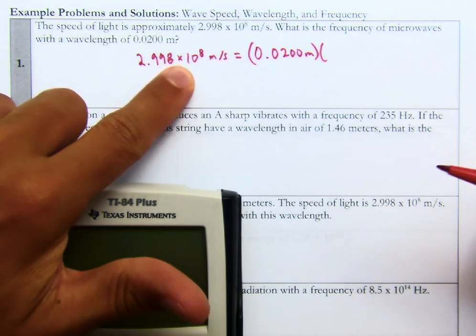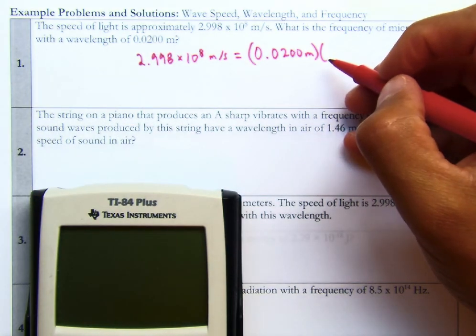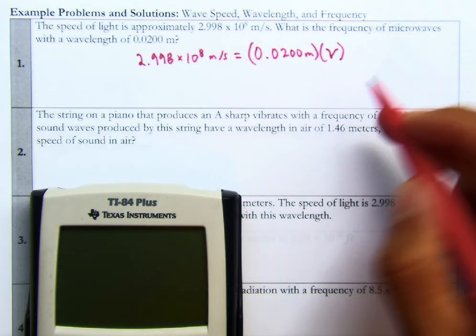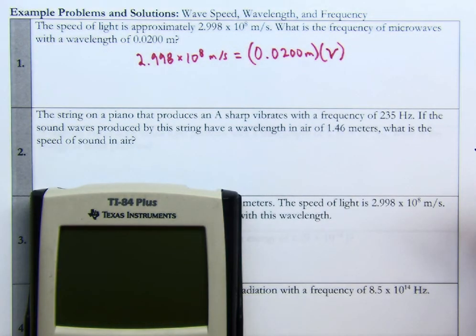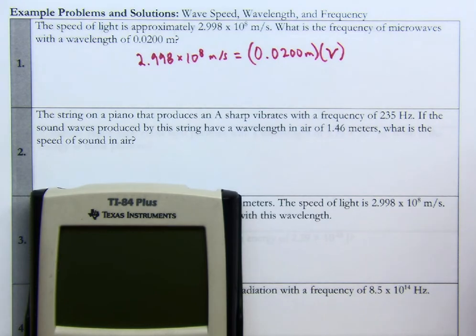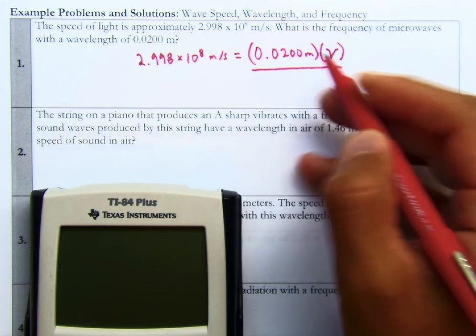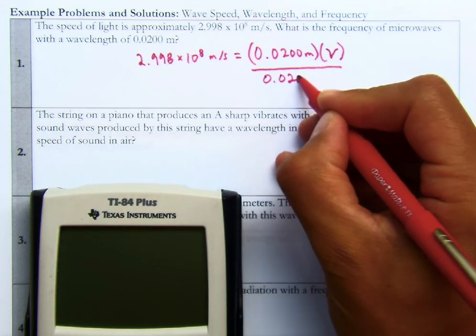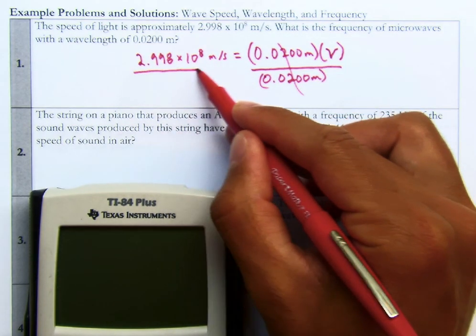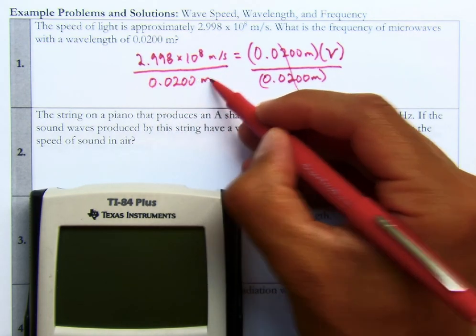We know the speed of light. We know the wavelength. What we don't know is the frequency, and the frequency is symbolized using the Greek letter nu. You could think about that as x, even though it looks like a v. We're solving for frequency. So if you want to get that all by itself on one side of the equal sign, divide by 0.02. This will cancel. Whatever you do to one side, you do to the other. So this is getting divided by 0.0200, and this is meters.